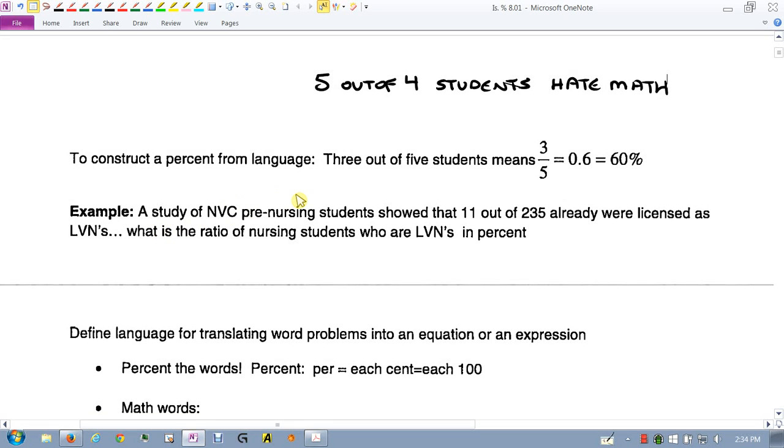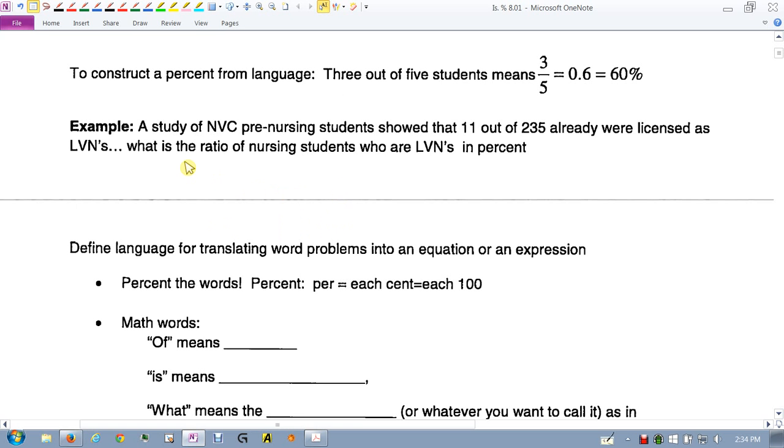All right, so let's see if we can try and translate this first example. A study of Northwest Vista College pre-nursing students showed that 11 out of 235 already were licensed as LVNs. What is the ratio of nursing students who are LVNs in percent? 11 out of 235. So what is that as a percentage? So what are we going to set up here? 11 divided by 235. So we first set up the ratio, right? From that, we break out our calculators.